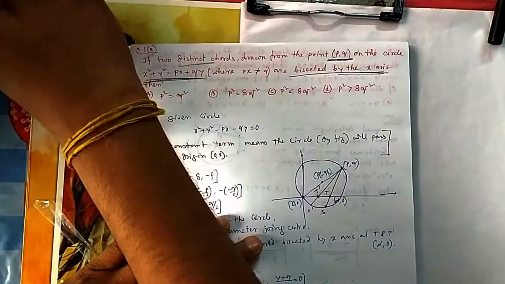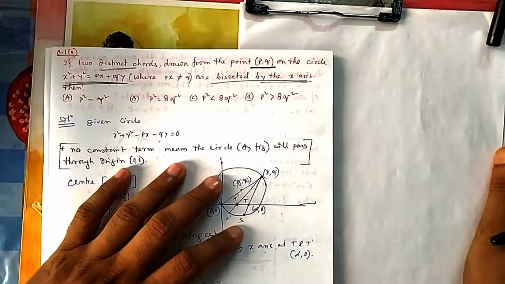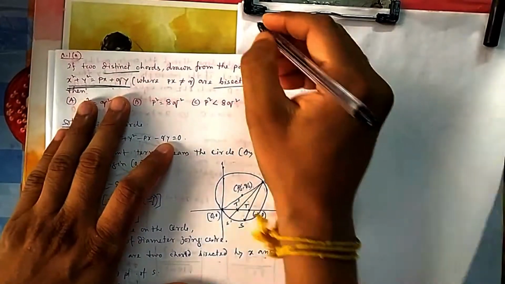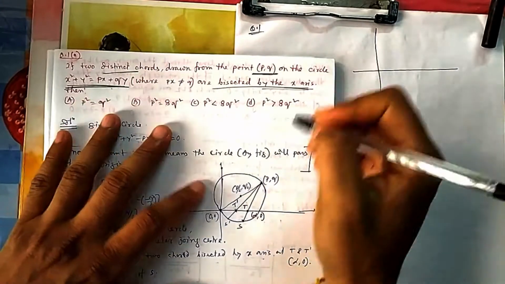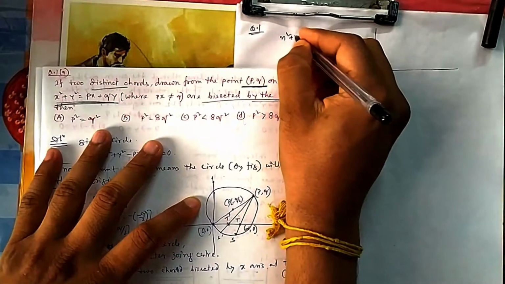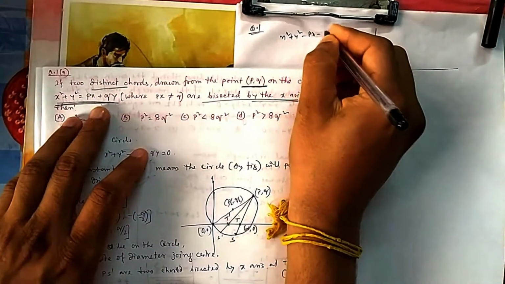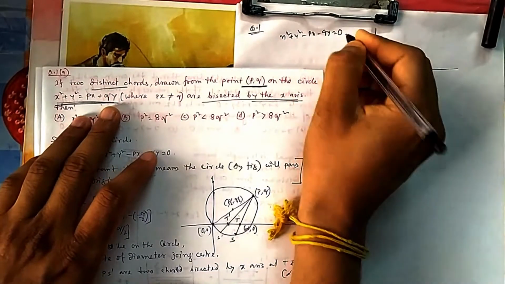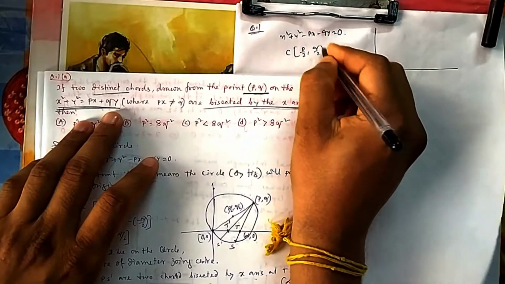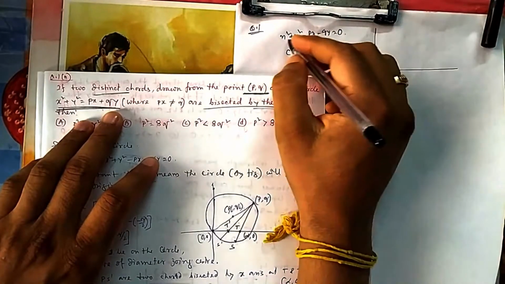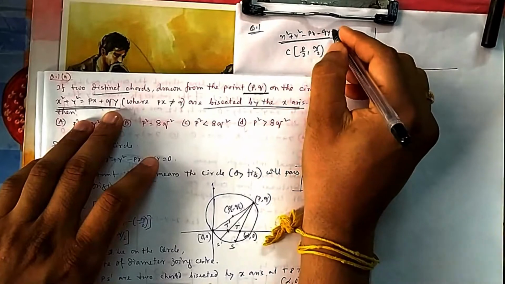If you read this type of question, you should try to draw where the figure lies and how it will look. So this is your equation, x square plus y square minus px minus qy is equal to 0. What is its center? Center is p by 2 comma q by 2, because your g is minus p by 2, and f is minus q by 2.